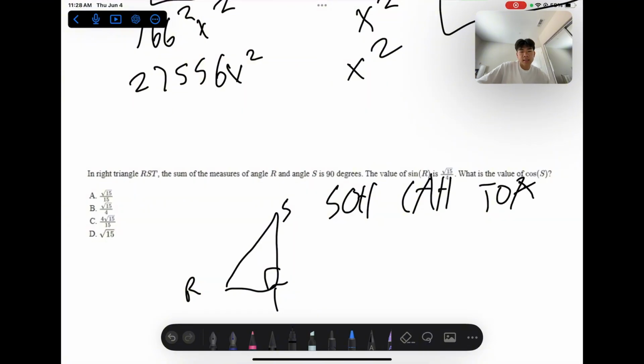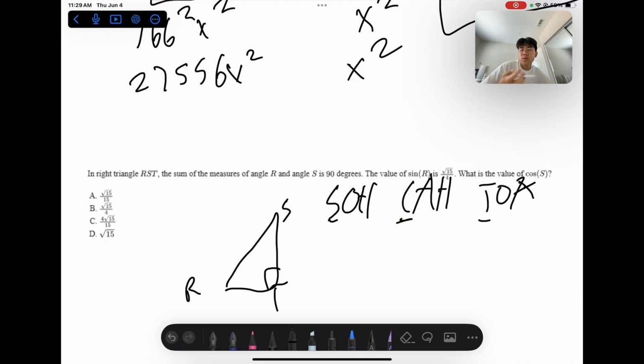Okay, so in this case, S stands for sine, and then OH, that's O is opposite, H is hypotenuse. And for here, C is cosine, A stands for adjacent, H is, again, hypotenuse. And T is tangent, and O is opposite, A is adjacent.